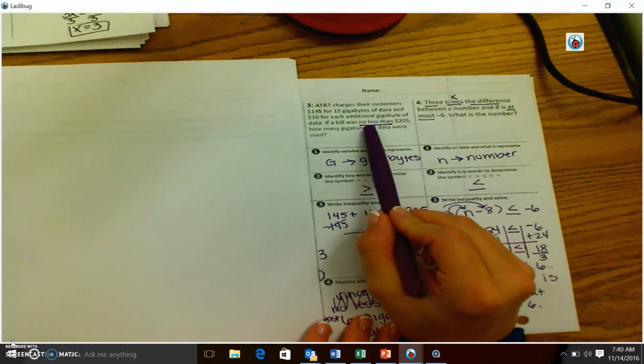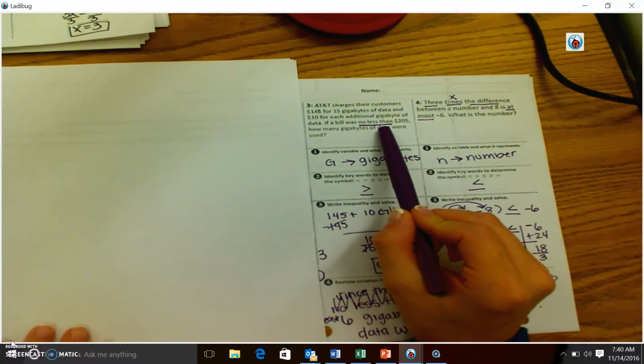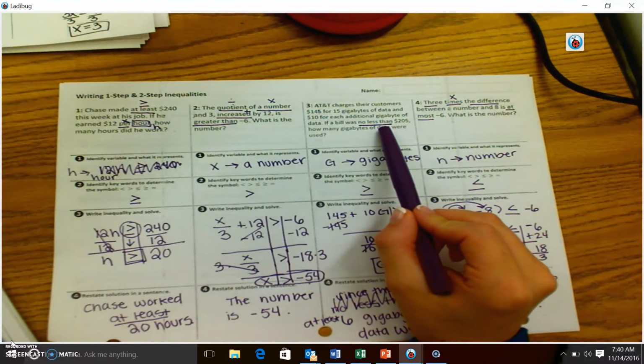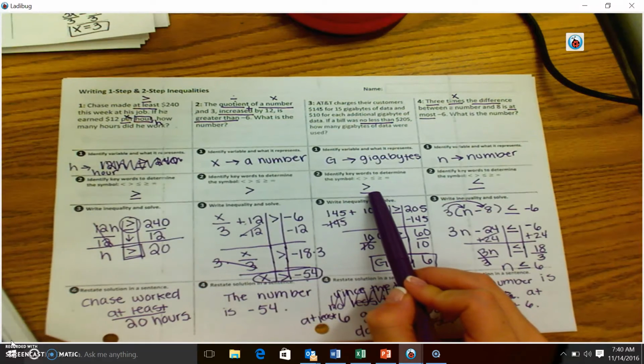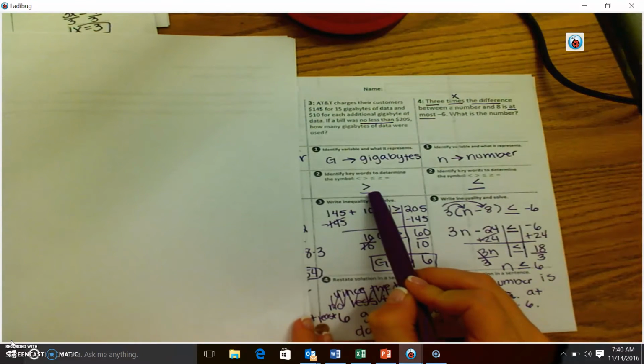I found that the keyword was no less than, and that stands for greater than or equal to, so our sign is the greater than or equal to sign. How are we doing so far?